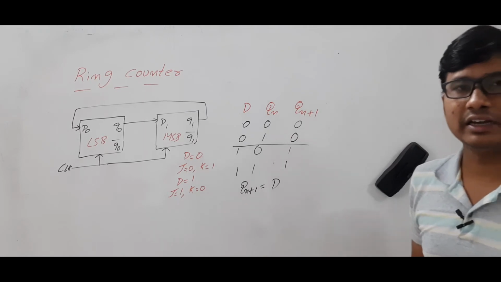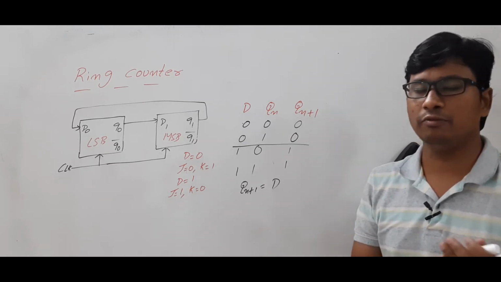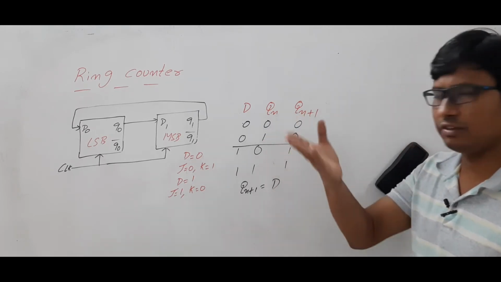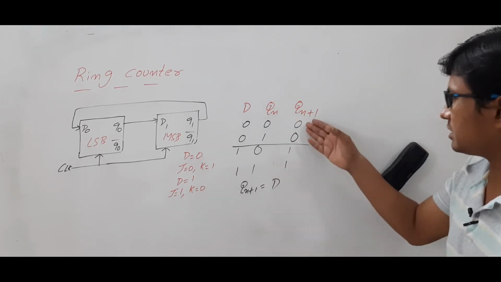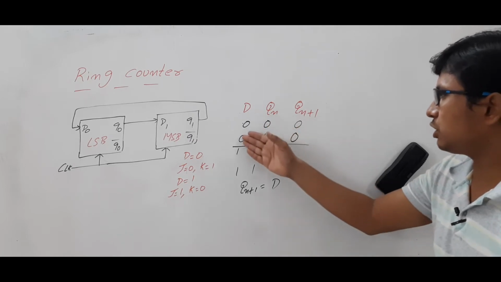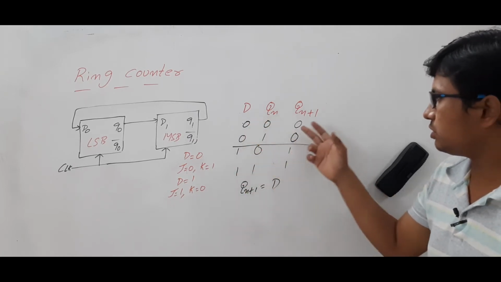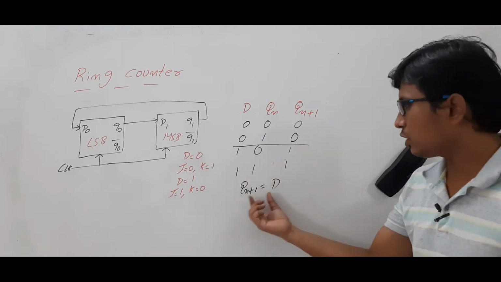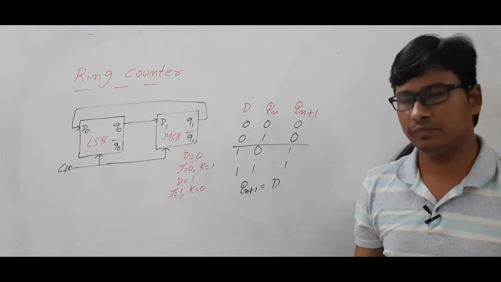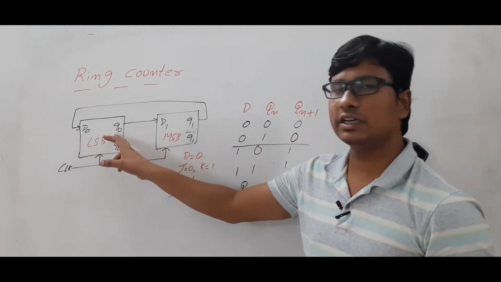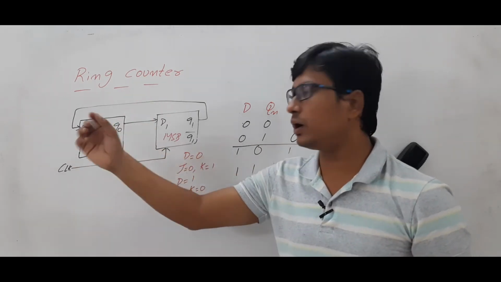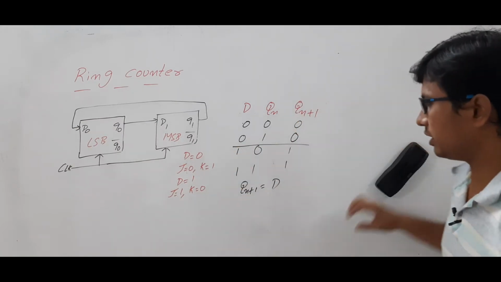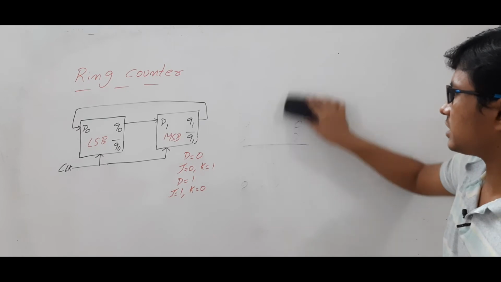How do we find the characteristic equation for the D flip-flop? When I was discussing the D flip-flop, I discussed this. Even without using the K-map, you can say that Qn plus 1 is equal to D, because for 0, 0 you got 0, 0, and for 1, 1 you got 1 and 1. So Qn plus 1 is equal to D. The meaning is that the next state Qn plus 1 is equal to whatever the input at the D flip-flop is. Am I right or wrong? Please note down this point. With this point, we will solve this entire question.